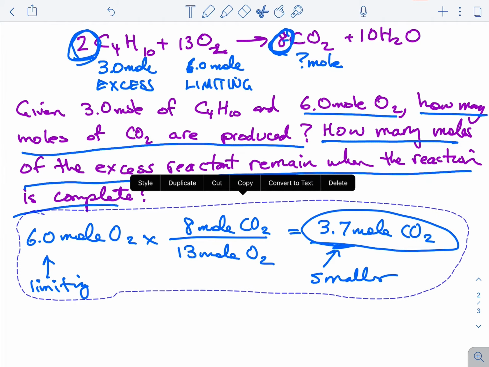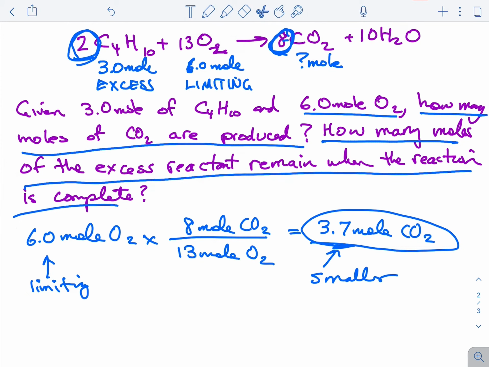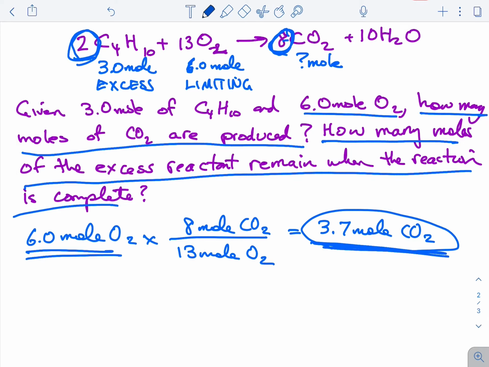Okay, so now we would like to figure out how much of the excess reactant is left over. This is a two-step process because we're going to start with, you can start with, the 6 moles of O2 or the 3.7 moles of CO2, either one, something from the calculation involving the limiting reactant. And we're going to work from that over to the excess reactant, all right? And at some point, we're going to figure out how much of the C4H10 is used by the 6 moles of O2, and then we're going to subtract from the original amount to figure out how much is left over, how much is excess.